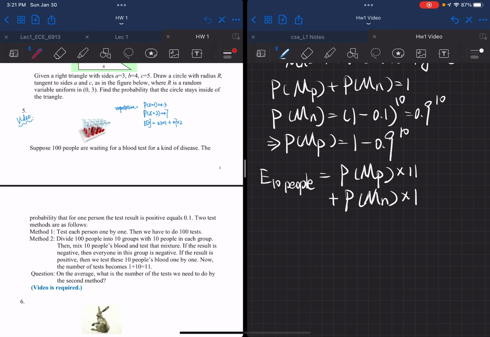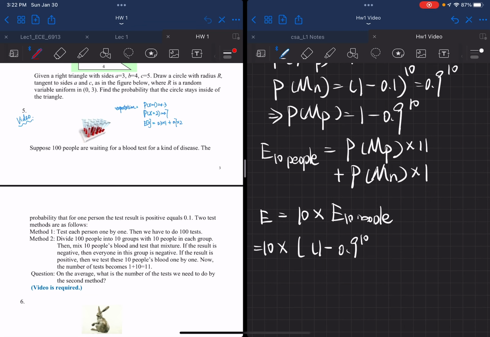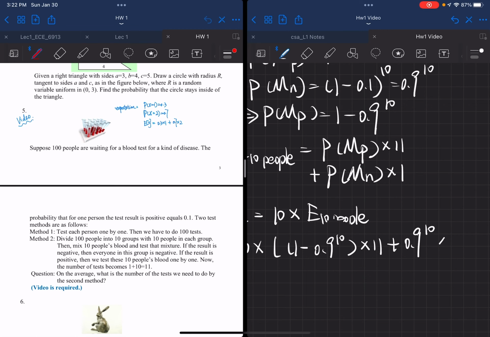And here we have 100 people. So the total expectation of the number of tests we need is 10 times the expectation for 10 people. We plug in the numbers we derived above, which is 10 times the probability of MP, which is 1 minus 0.9 to the power of 10, times 11, plus 0.9 to the power of 10 times 1.